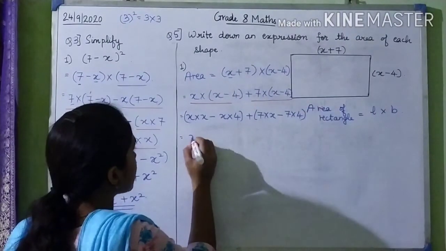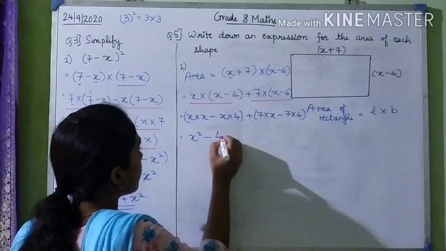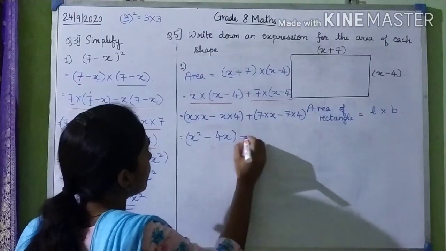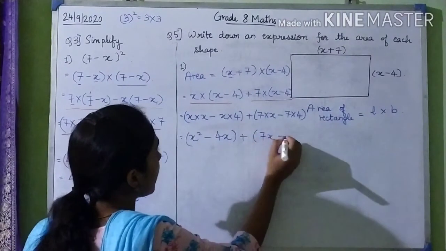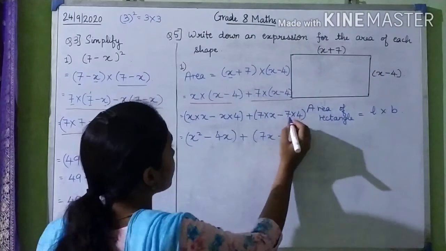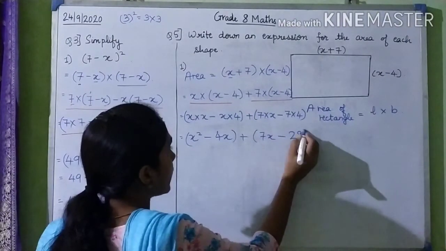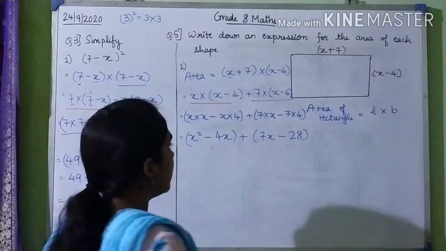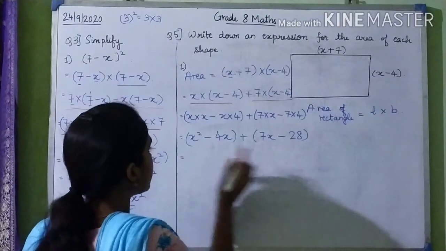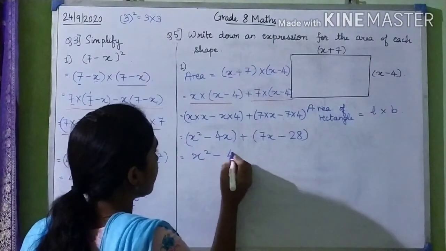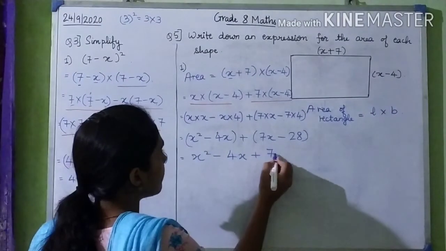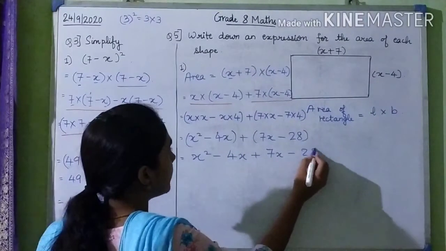Now x into x is x square minus 4x plus 7x minus 7 fours are 28. Okay. So 7 fours are 28. Now I open these brackets. So this becomes x square minus 4x plus 7x minus 28.